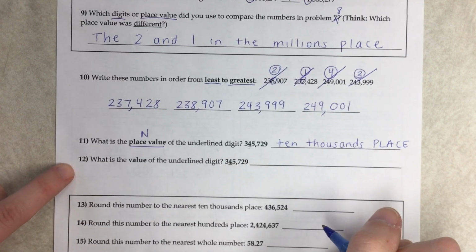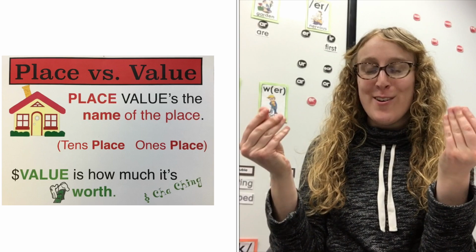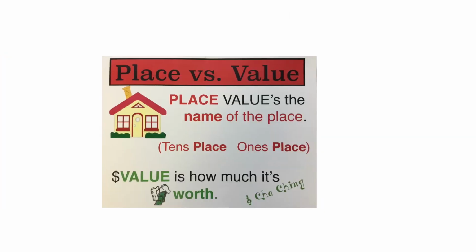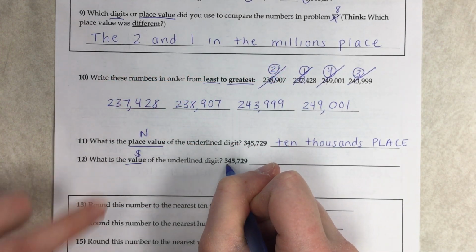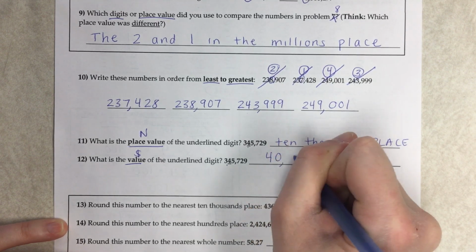Now looking at 12, what is the value of the underlined digit? Value is how much it's worth. Cha-ching! So it's the same digit as the last time, but this time I want the value. So I'm going to write it in numbers. The value is 40,000.